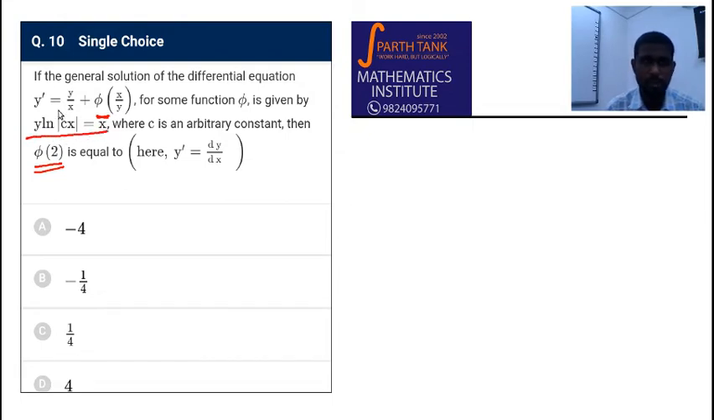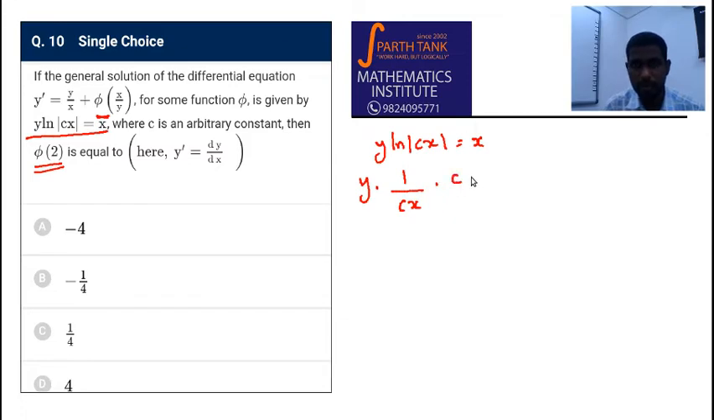So let's go from the solution to the differential equation. Take the solution y ln mod cx is equal to x and differentiate this. If I differentiate this, keeping y constant, differentiating ln cx, I get 1 by cx into c, plus, if I keep ln cx constant and differentiate y, I get dy by dx. This is equal to 1.